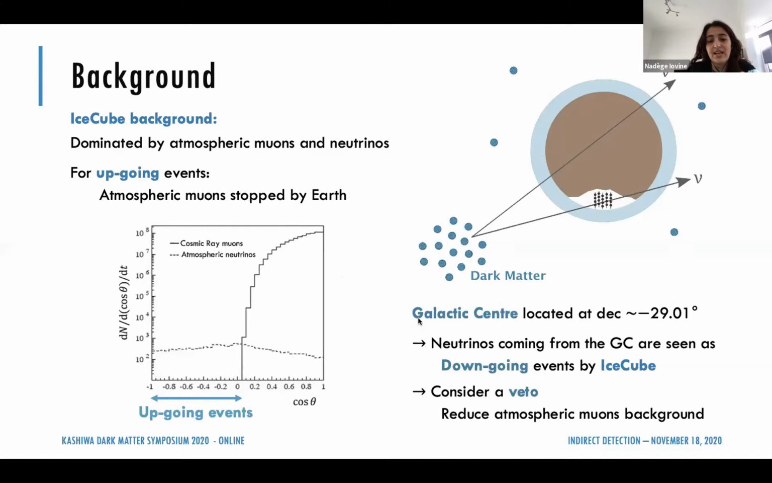Unfortunately for us, the Galactic Centre is located in the southern hemisphere at a declination of around minus 29 degrees. So neutrinos coming from the Galactic Centre are seen as downgoing events in our detector, which means that we need to consider a veto to reduce the atmospheric muon background. And this is done by only considering the DeepCore subdetector as our effective volume, while the surrounding strings are used as a veto.